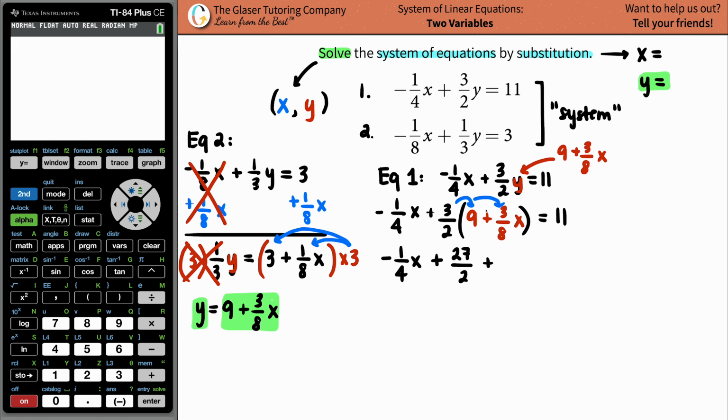plus, can't do anything with the 2's and 3's, can't do anything with the 3's and the 8's. So what is this? 3 times 3 is 9. 9 over 2 times 8 is 16, and that's an x. And this all equals 11.